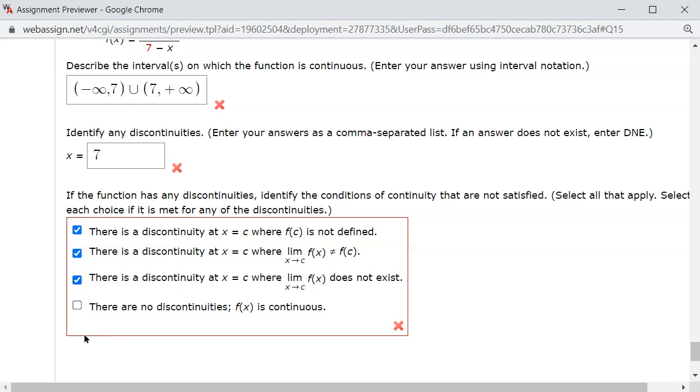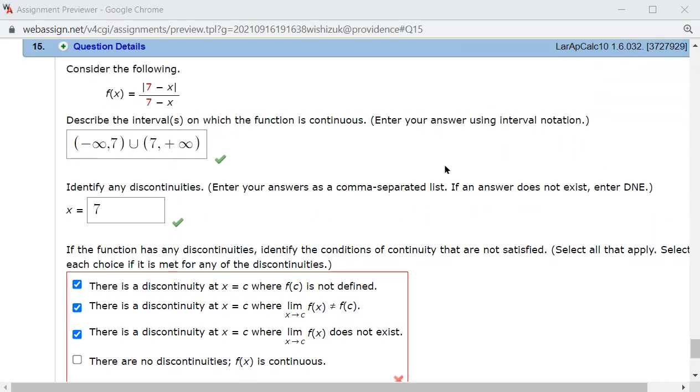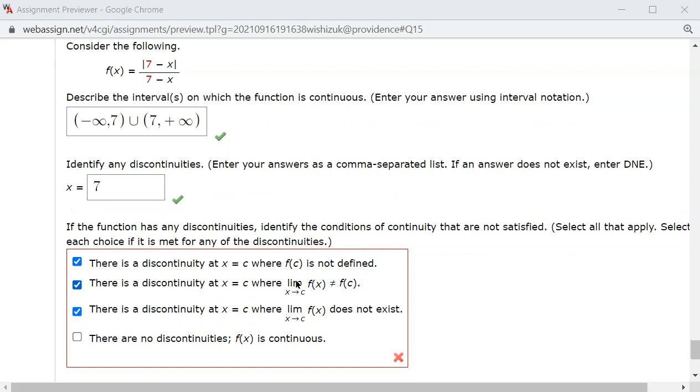I guess, except for the very last one, it says that there is no discontinuity, but there is a discontinuity. All right, let's check the answer. I came back and it looks like I messed up the last question. There is a discontinuity at c. Maybe I shouldn't have checked this one because this is not defined and the limit doesn't exist. So maybe this is what they're looking for. Let's check. But it's not going to be satisfied anyway.